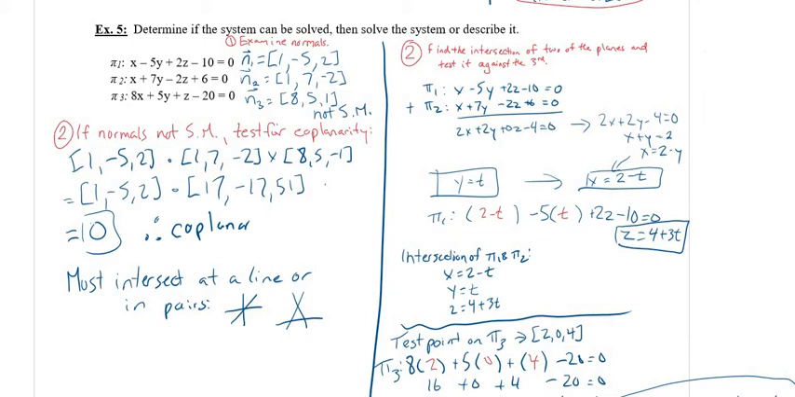So now that we've looked at the normals and seen if they're scalar multiples, next let's test and see if they're coplanar.